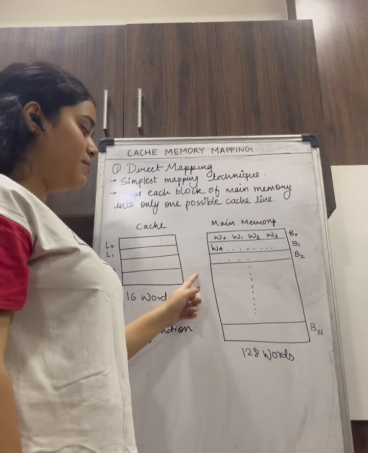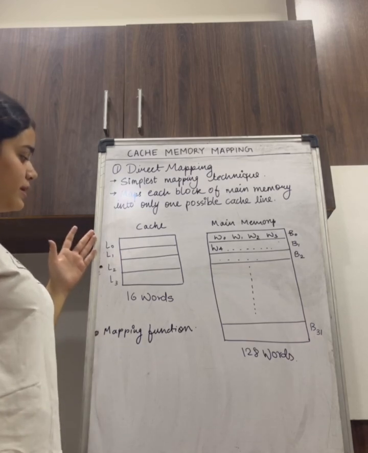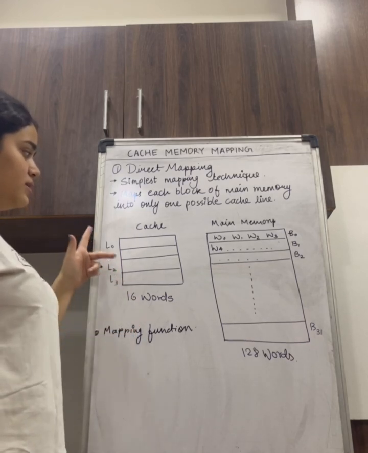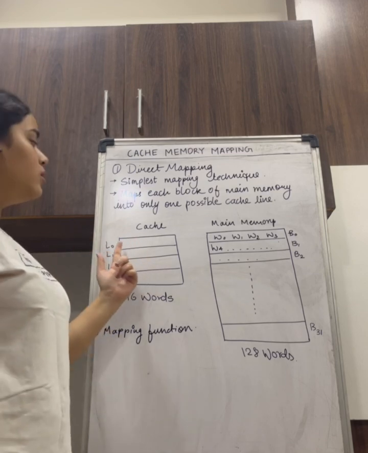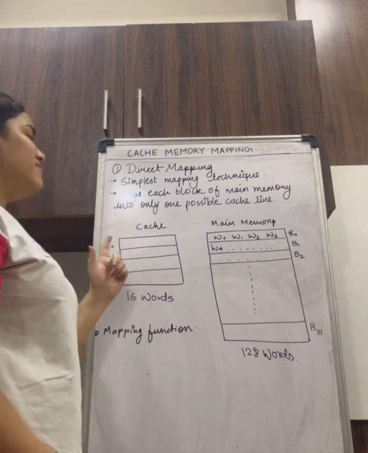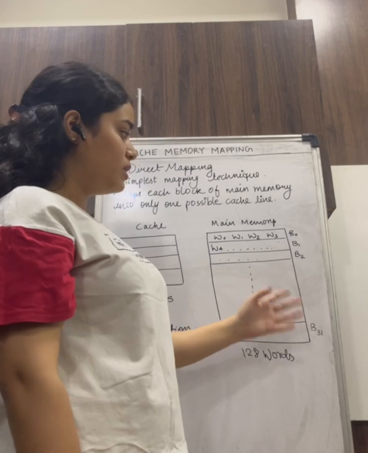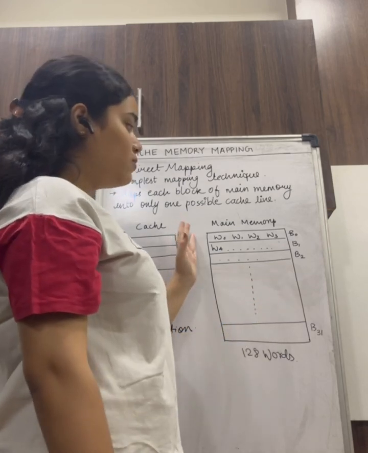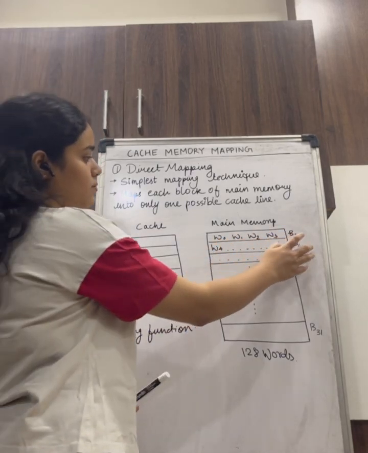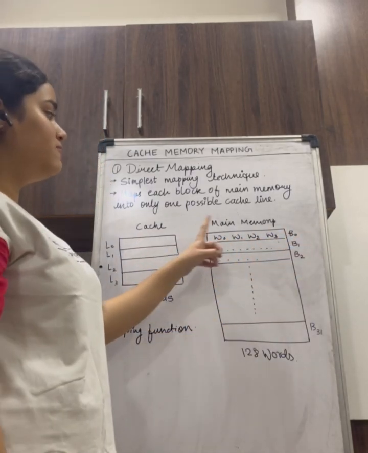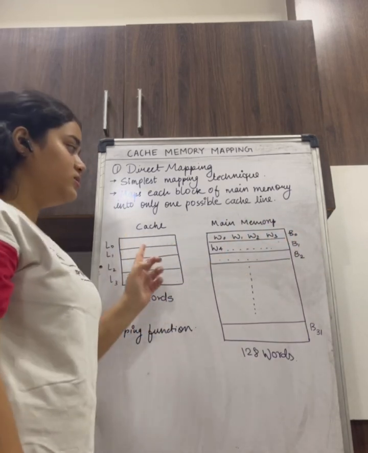Let's suppose this is a main memory which contains 128 words, and correspondingly we have a cache of 16 words. This cache can be divided into 4 lines. These are called cache lines. So each line will contain 4 words, and here the main memory is divided into 32 blocks and each block will contain 4 words. So let's suppose we have the first word from the first block and we have to map it into a cache line.